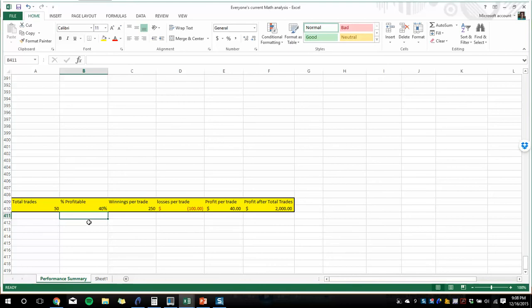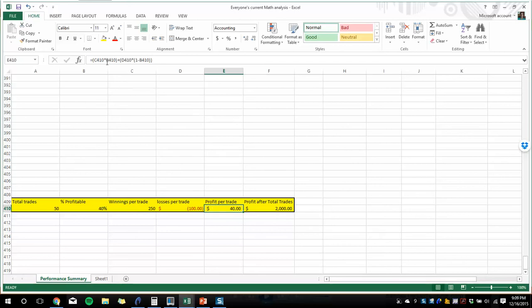Your math, by the way, in Excel, it's real simple. So for profit, you see the equation up here. It's just taking an equal sign, this times this, and then plus basically this. Okay, it's equal sign.